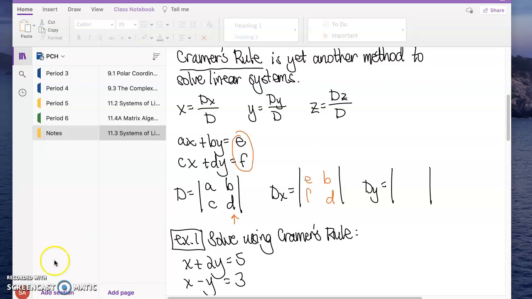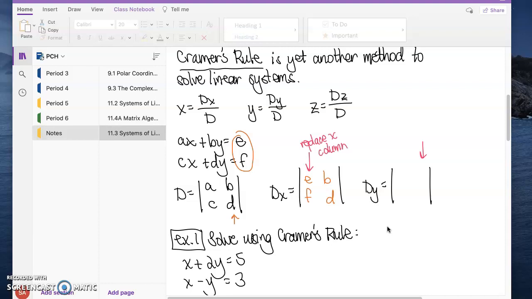And then for the y, we replace the y column. So let me write a note. Replace x column for the x value, for the d sub x, and then replace y column for the d sub y. So I'm going to find a different color.